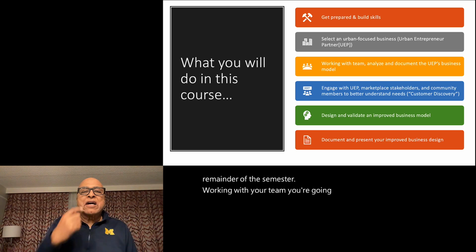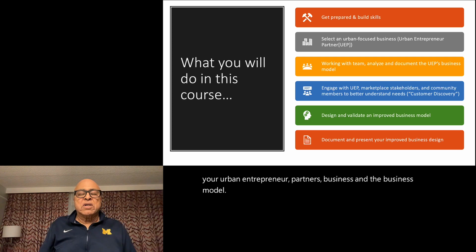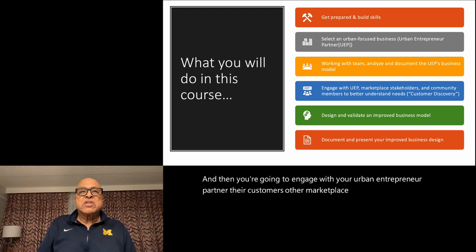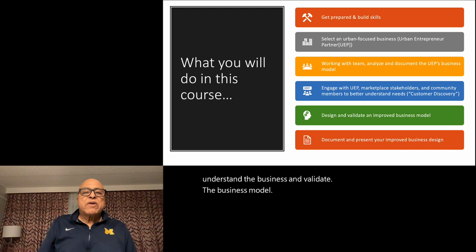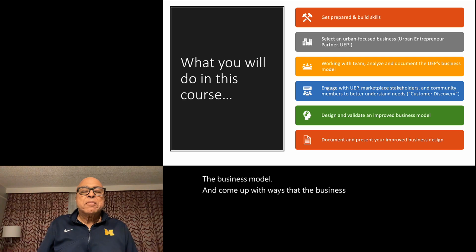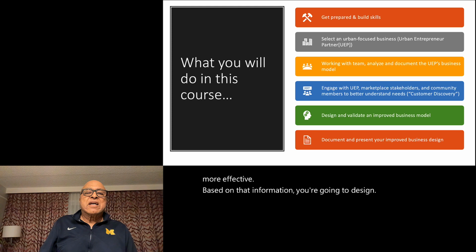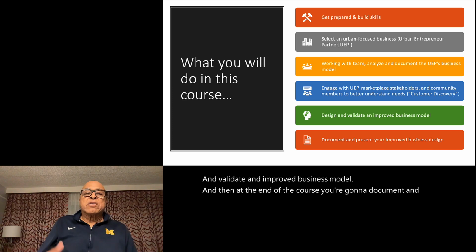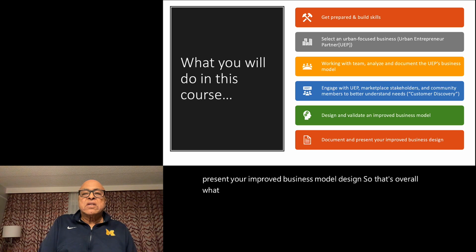Working with your team, you're going to analyze and document your urban entrepreneur partner's business and the business model. So first is to understand how the business works. And then you're going to engage with your urban entrepreneur partner, their customers, other marketplace shareholders, community members, so you can better, again, even better understand the business and validate the business model and come up with ways that the business might be made better, more effective. And based on that information, you're going to design and validate an improved business model. And then at the end of the course, you're going to document and present your improved business model design. So that's overall what we're going to do in this course.